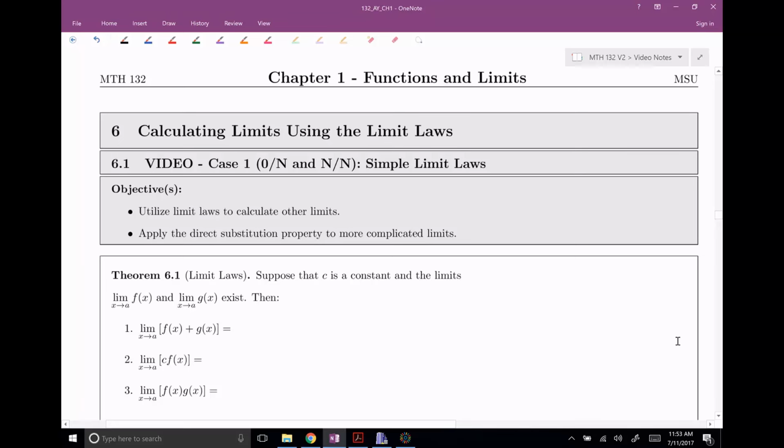All right, welcome everyone to 1.6. In this video, we're going to be calculating limits using limit laws.